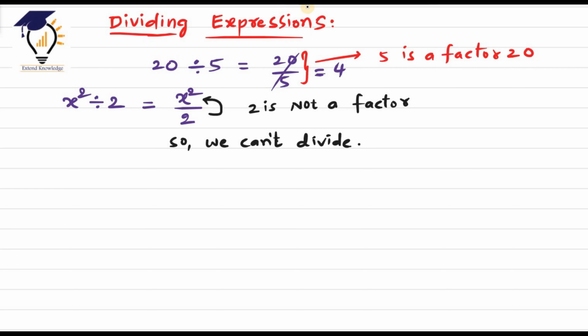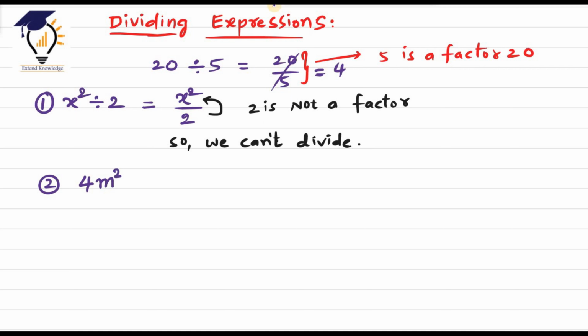Got it? So x square over 2, where 2 is not a factor of x square. If it is a factor, we can just simplify further. So let's see one example with a factor. So this is the first example and then the second example.